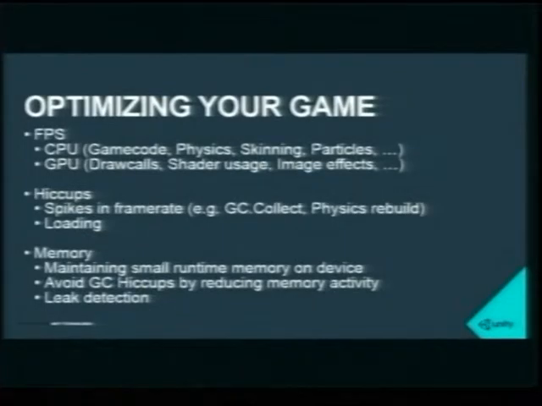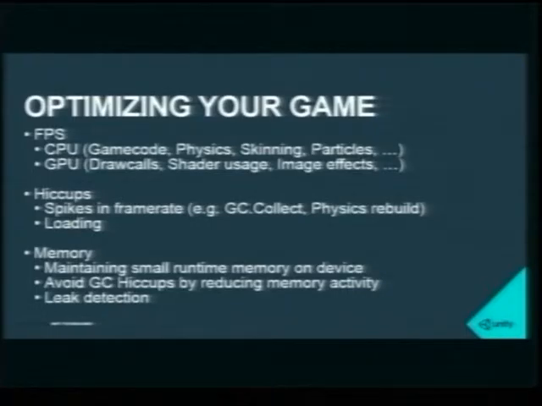So when optimizing your game, there are several different dimensions along which you normally optimize. The most obvious one, of course, is frame rate. So usually you would target your game towards a specific level of frame rate that you want to achieve, like 30 or 60 FPS.